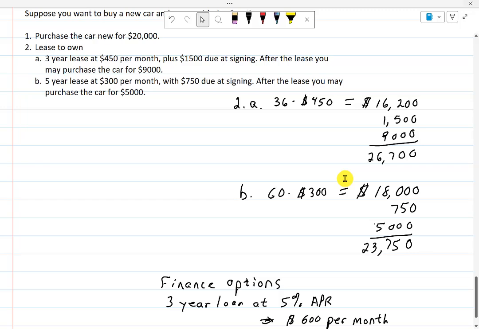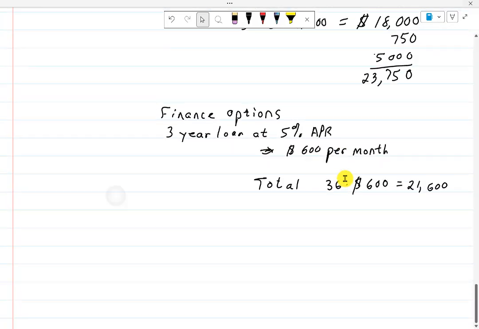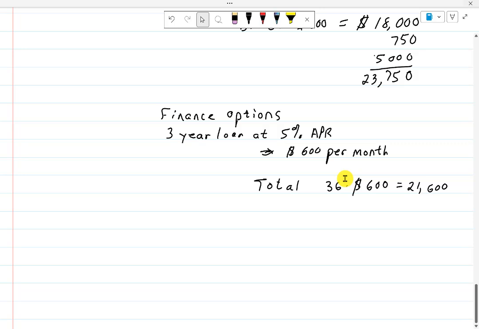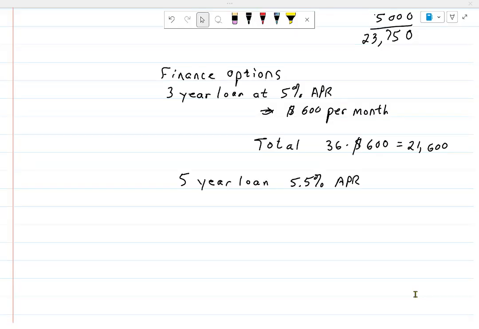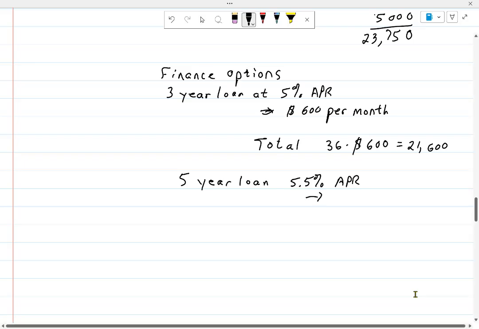Now, you can always decrease your payments by taking out a longer loan. I've seen loans as long as 7 years for cars nowadays. And while you bring your payments down, the interest rate is higher for longer loans. So a 5-year loan at 5.5% APR. Now, the payments for this are going to be about $382 per month. I'll say $380 just to make it simple for my calculations.